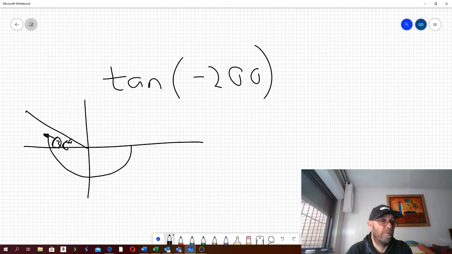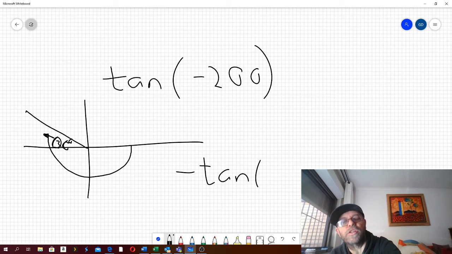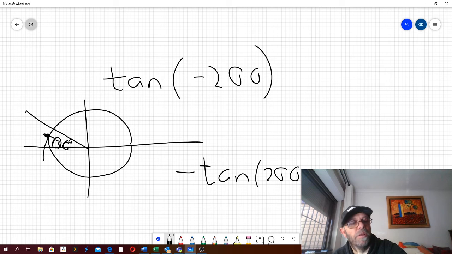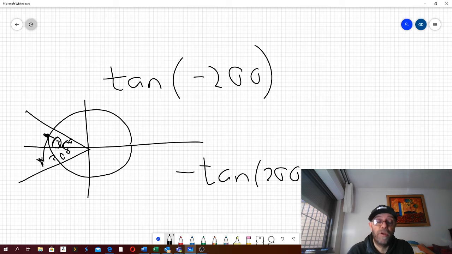And being a tan ratio, tan is negative in quadrant 2. So that would be the same as writing negative tan of positive 200. And if we went positive 200, we'd go all the way around, we'd end up here, and we would end up 20 degrees on this side, just going around the other way, and we know that that would give us a positive answer.